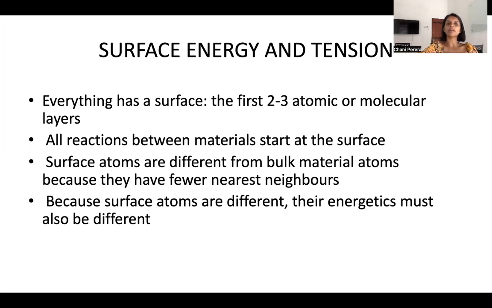So that's why we are going to talk about the surface energy and surface tension. So surface energy and surface tension are used interchangeably. This is almost the same, but surface energy we mostly refer to solids, and surface tension we mostly refer to liquids.